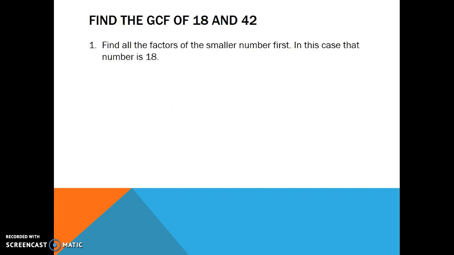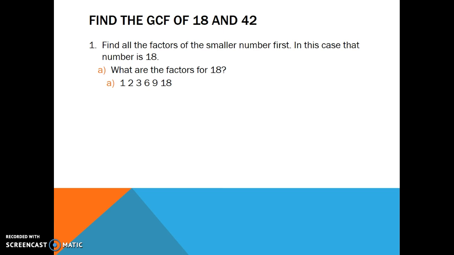Okay, so the first thing that we're going to do is find the greatest common factor of 18 and 42. Our step 1 is to find all the factors of the smaller number first. In this case, that number is 18. So I would use the rainbow method that you guys learned in 5th grade. I would start with 1 and 18 and put those on the outside. Then I would fill in the middle with 2 and 9. Those are my next factors. And then 3 and 6. And then I'm done. Those are all of the factors for 18.